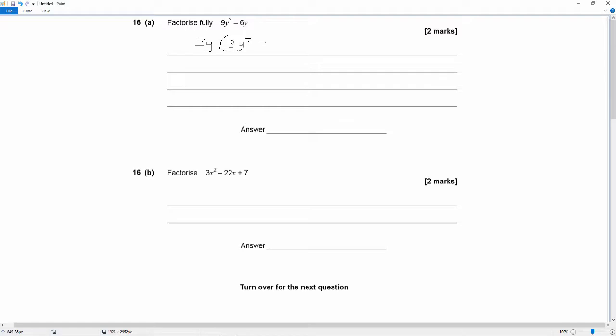And then subtract 6y divided by 3y, well 6 divided by 3 is 2, and y divided by y is 1, so 6y divided by 3y is just 2. And that is all we need to do for 2 marks. In 16b it says factorise 3x squared minus 22x plus 7.